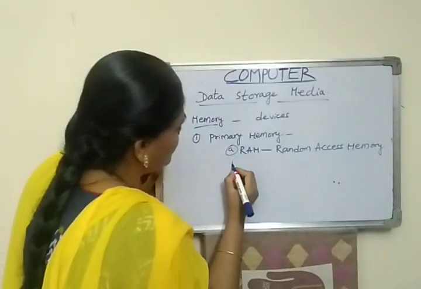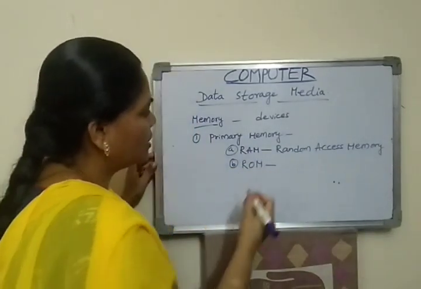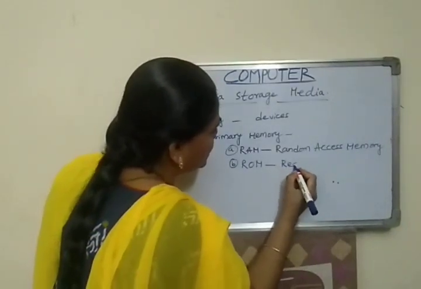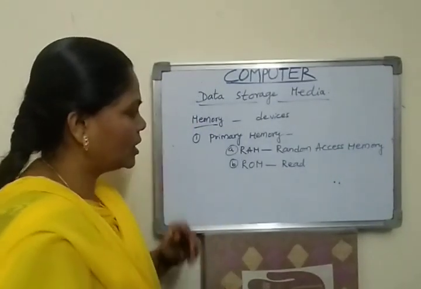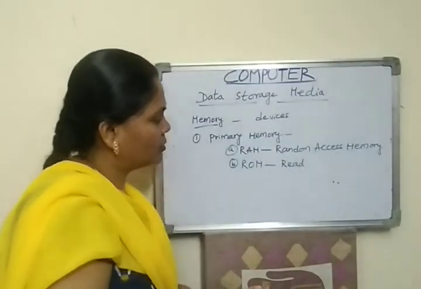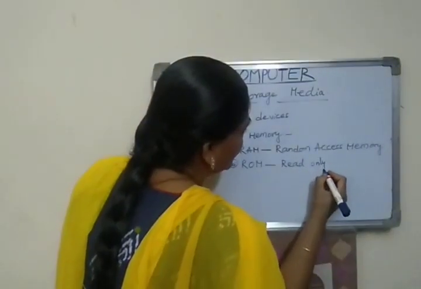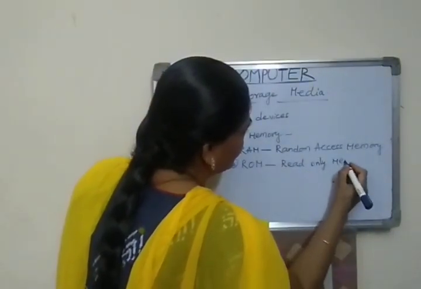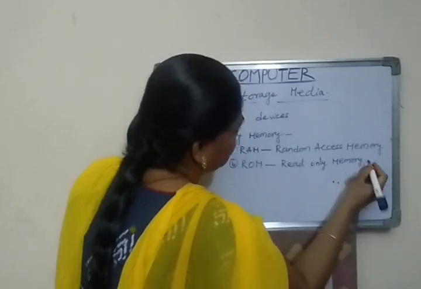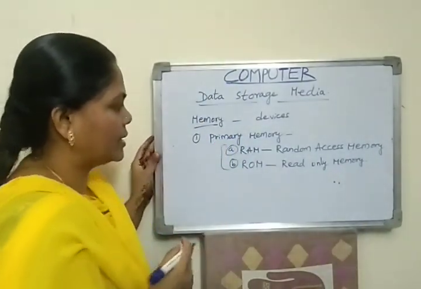Okay. Next is ROM. So read only memory. So whatever the data stored in this, that we can read. Only we can read it. You can't erase it and you cannot rewrite on that. Read only memory. Okay. These two are the primary memory devices.